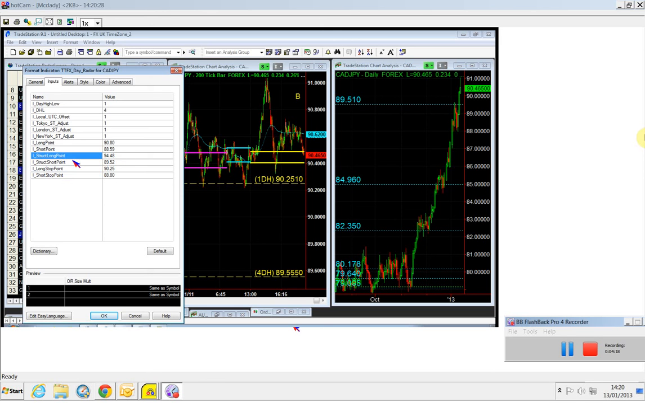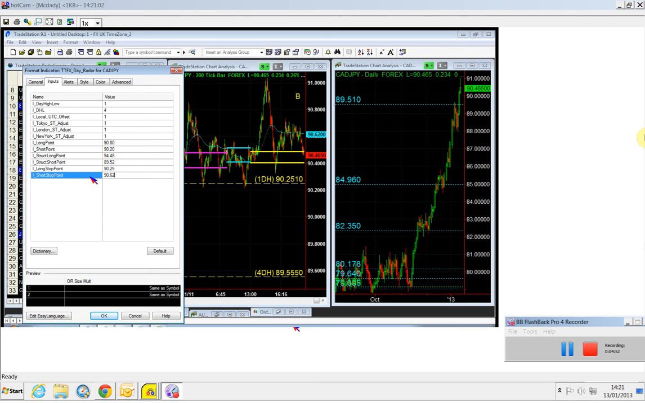On the short side, I can go short below 90.20, which is this low, and my structure short point is the 89.52. If I go short at 90.20, my stop is going to be 90.62, which is the market side. I'm using the market side as my stop.